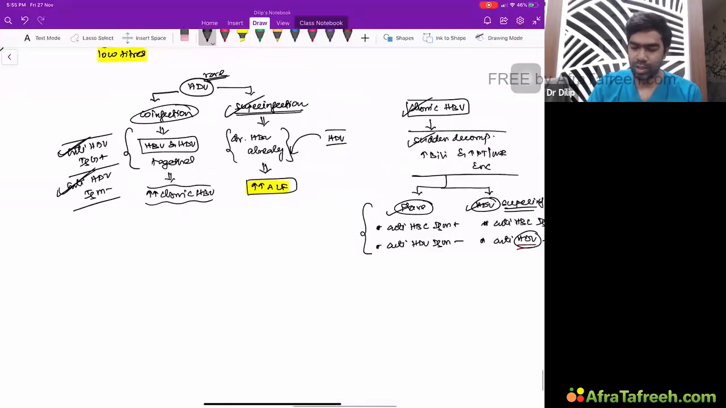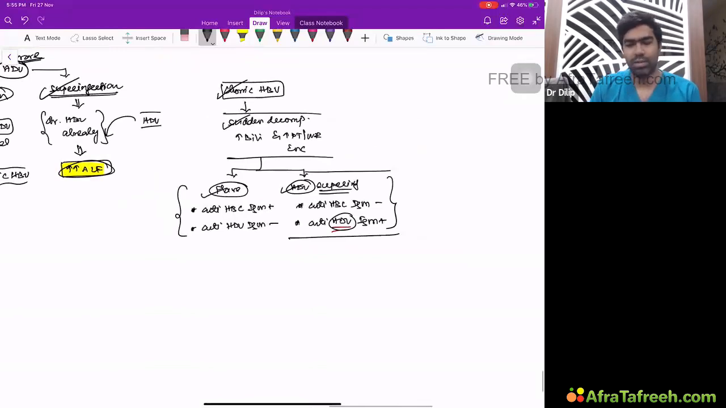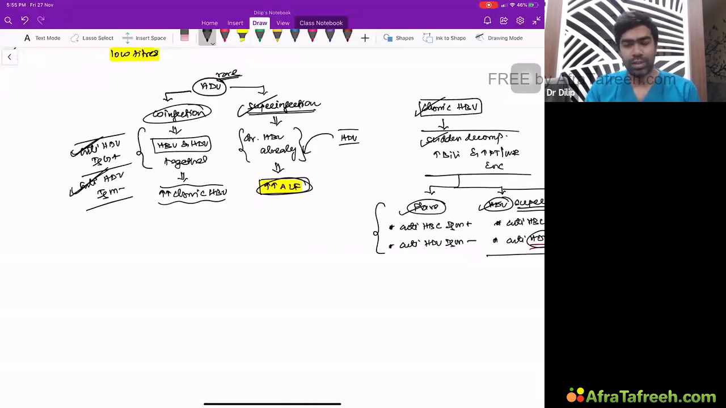If it's a super infection, very often they will progress towards ALF. And this is how we identify. HDV IgM will be positive here. So this is called super infection. So this is how you differentiate HDV co-infection or HDV super infection.